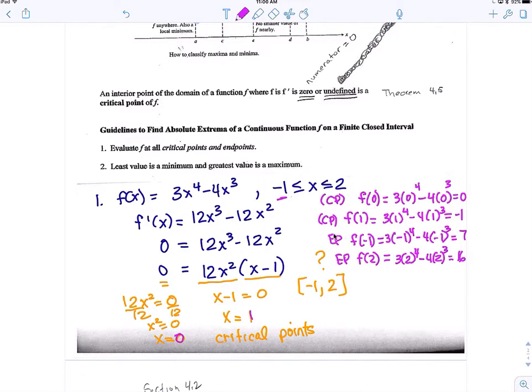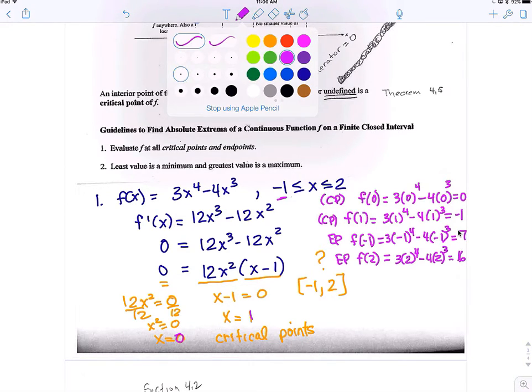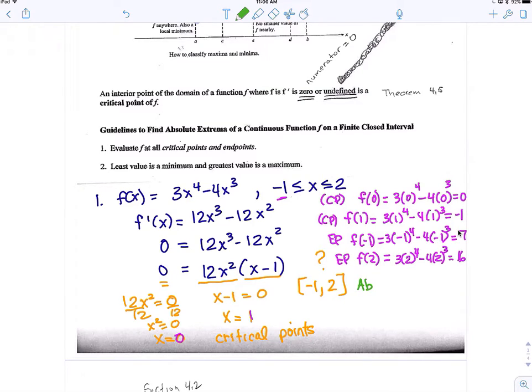Okay, so we evaluated the critical points and the endpoints, and we get these values. So next we're just going to name the absolute min and the absolute max. In this particular case, we would say the absolute min is -1 at x equals 1.